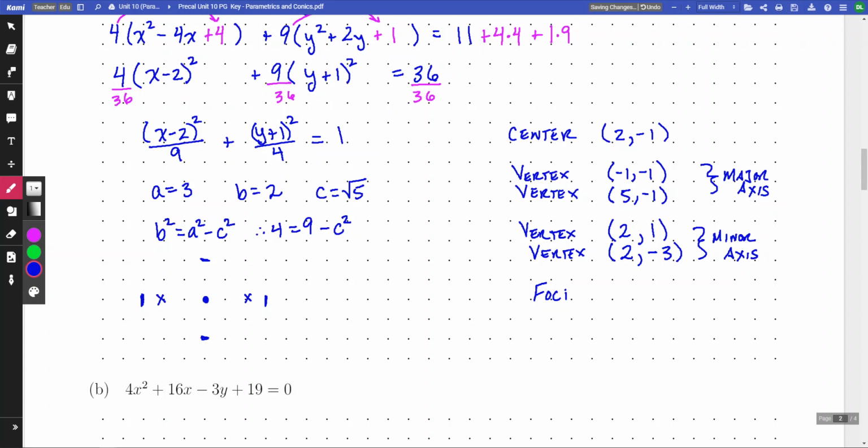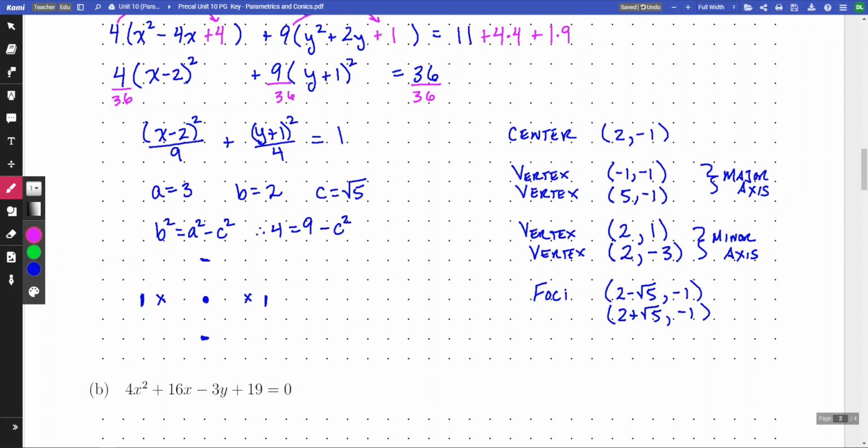So my foci are going to be √5 units to the left and √5 units to the right, because my ellipse is stretched more horizontally because x has the larger denominator. So for my foci, I have √5 units to the left, and I have √5 units to the right. And those are my foci. So I have all the information clearly identified. I'm not asked to graph here, but graphing it can certainly help me visualize.